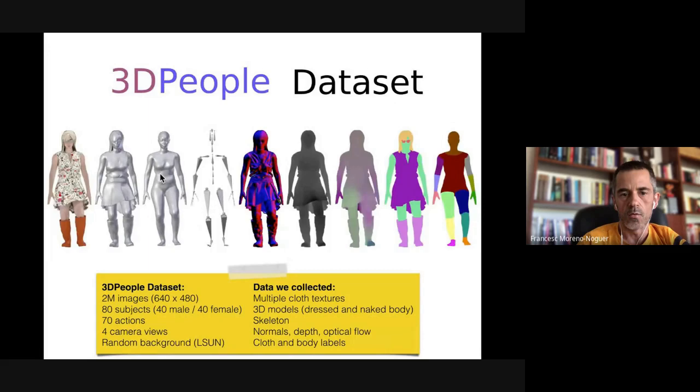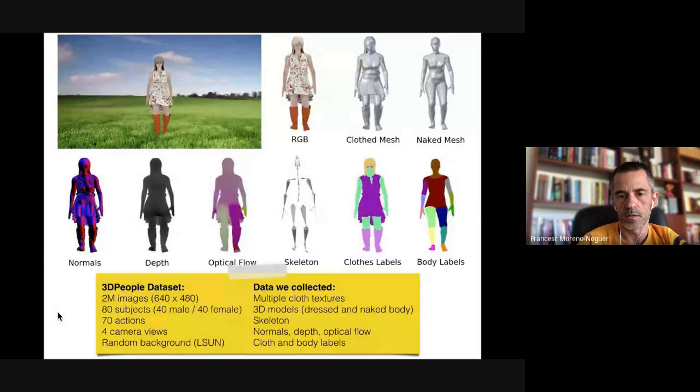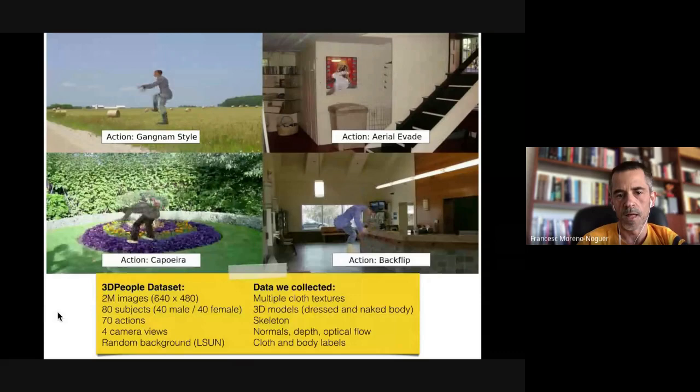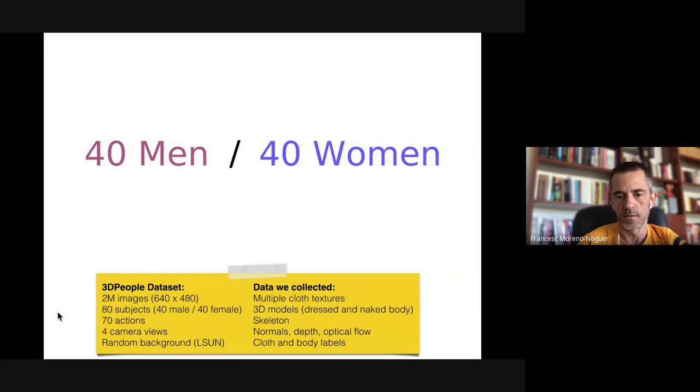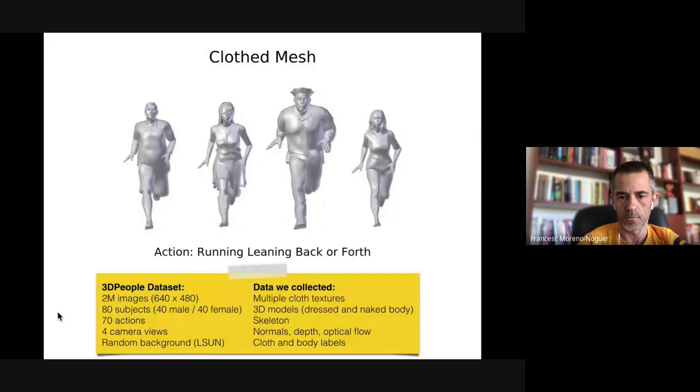We used rendering tools for that. So basically we created a data set with 2 million images, 80 different subjects, 40 male and 40 female, and they were performing different actions. And we recorded the scenes from different camera views. And also we randomly changed the background, right, to give more variability to the data set. So we provided in this data set multiple cloth textures, the 3D models, also the skeletons, and the normals, depth, and optical flow data. All right, and the cloth labels.